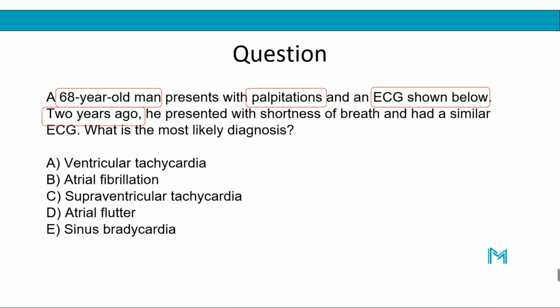We were also told that 2 years ago when he had that ECG, he had shortness of breath. So we'll also circle that, something that could be relevant. So in summary, an elderly patient with palpitations now, a past history of shortness of breath with a similar ECG 2 years ago. That is about it. And from the stem, let's go back to the ECG to see if we'll be able to pick up some information together with what we've gotten, and see if we can answer the question.